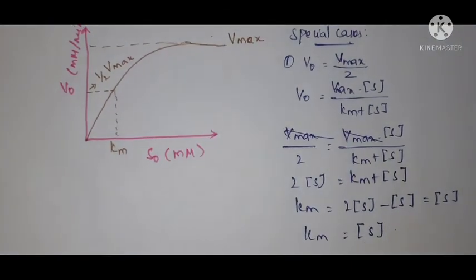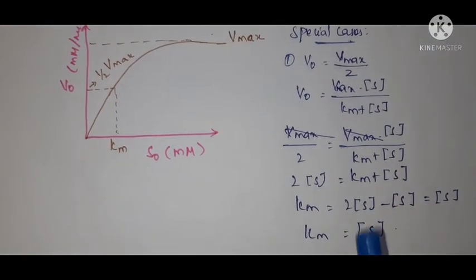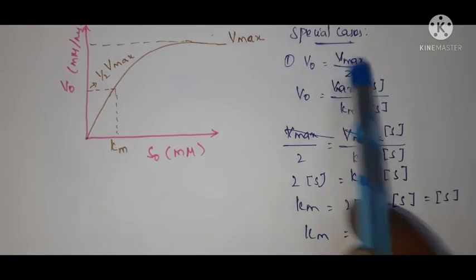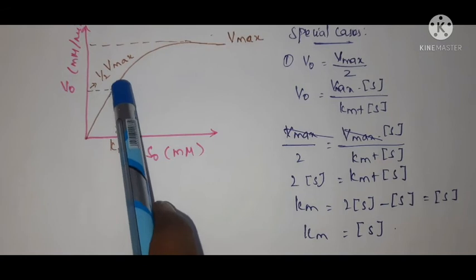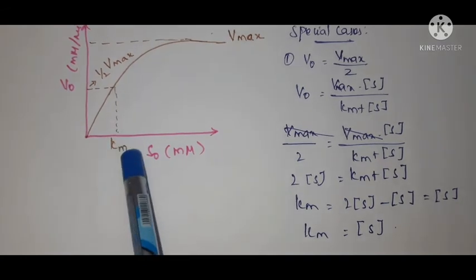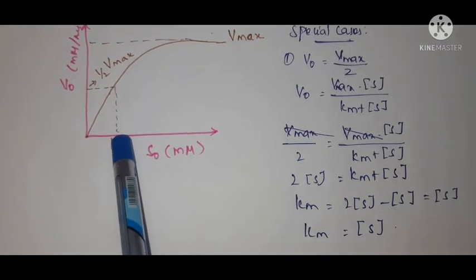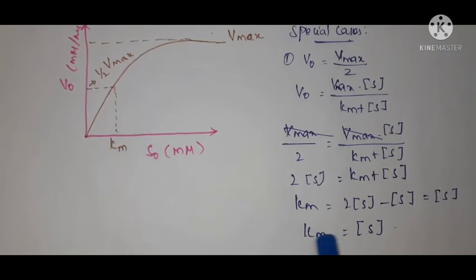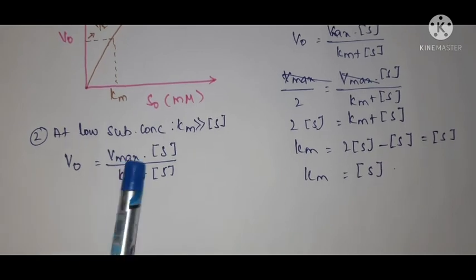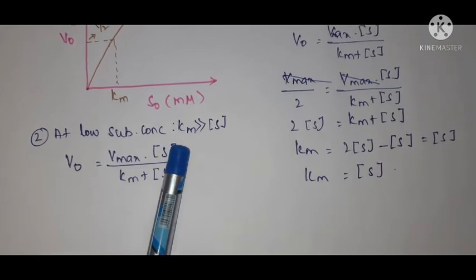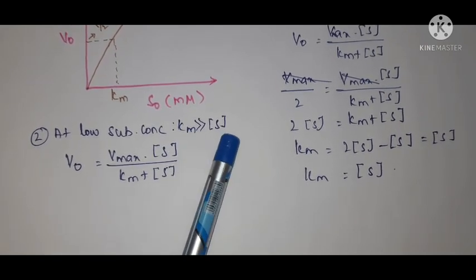So Km is equal to S. When V0 is equal to Vmax by 2, that is half of Vmax on the graph, if you interpolate this, you will get Km. So Km is nothing but the substrate concentration. And the second case is at very low substrate concentration, where Km is much greater than the substrate concentration.